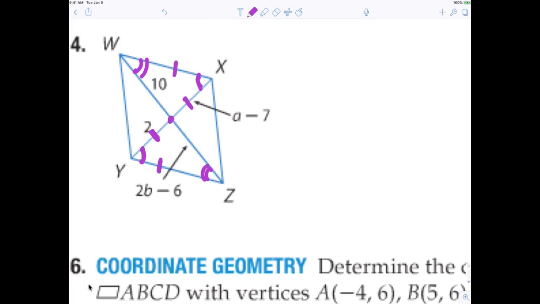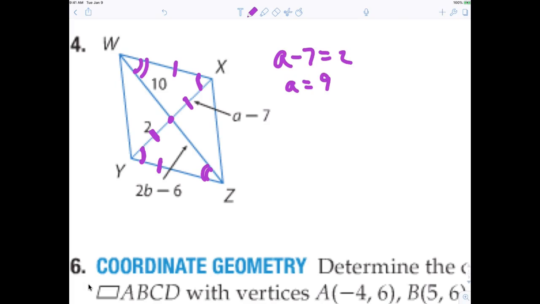So again, it's not something I just look at and say, well, that's true. It's something we look at and say, look how easy it is to prove that the diagonals of a parallelogram bisect each other. And so now we would say that, like Daniel said, a minus 7 equals 2. So we could write a minus 7 equals 2. So a equals what? 9.